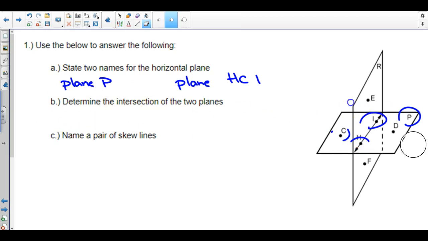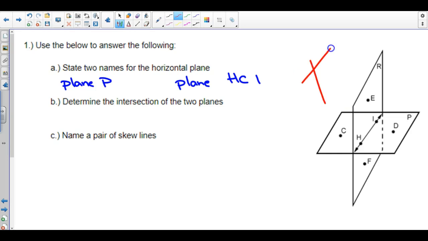Determine the intersection of the 2 planes. Something I mentioned is that the intersection of 2 lines is a point. The intersection of 2 planes is a line. Every point on this line, since the line is going to go in infinite directions, the plane will as well. So every point on this line represents an intersection of the 2 planes. Therefore, the line HI, and then I need to put the little line over the top. I can also call this line IH. That line is the intersection of those 2 planes, planes R and P.